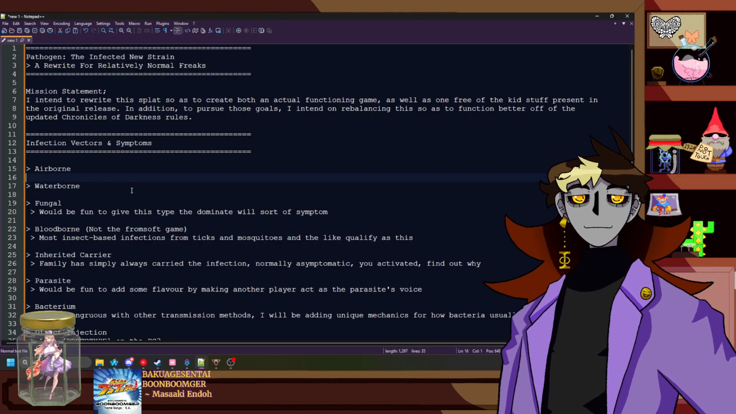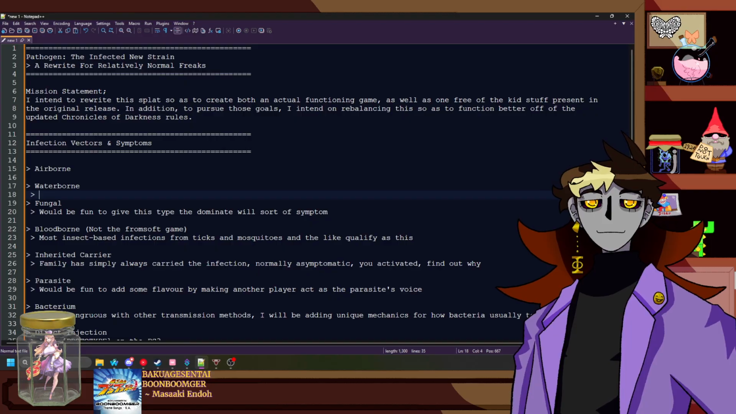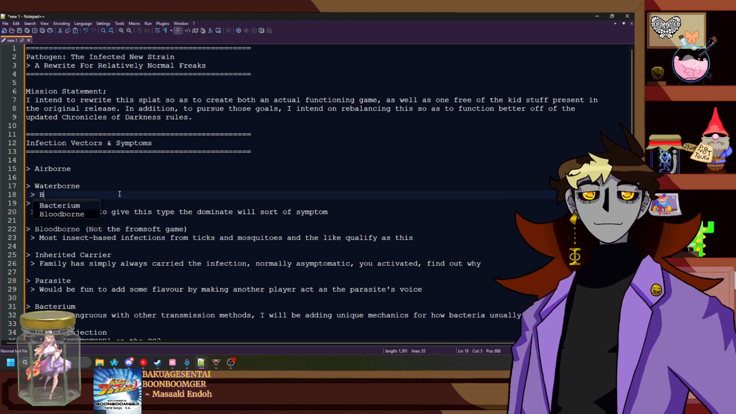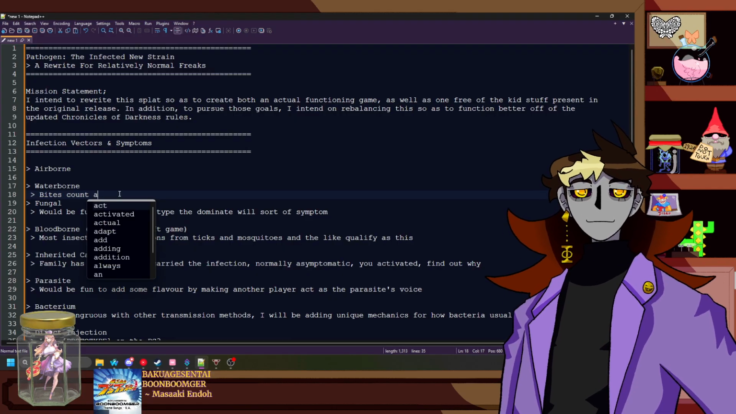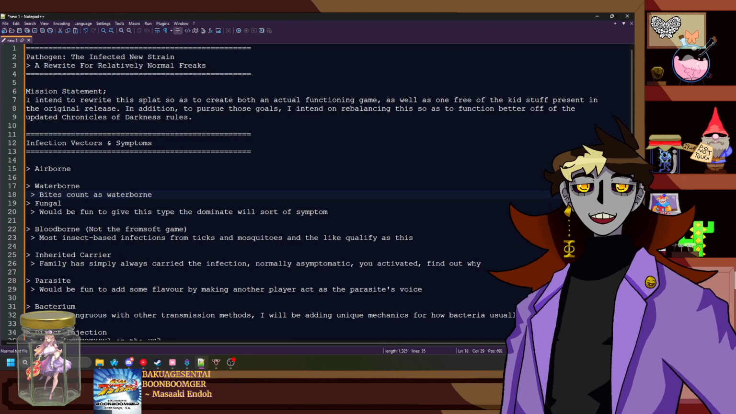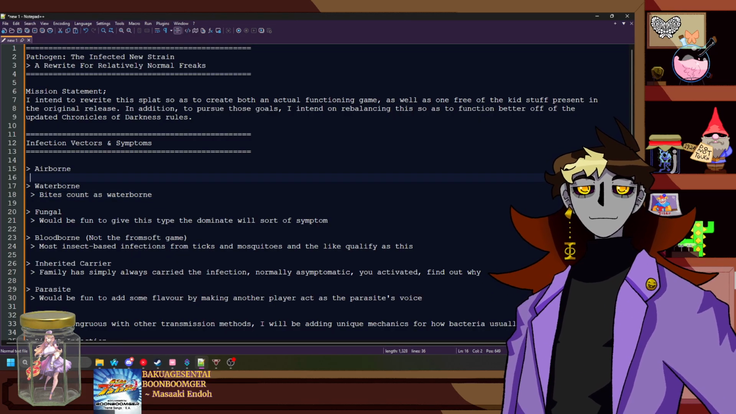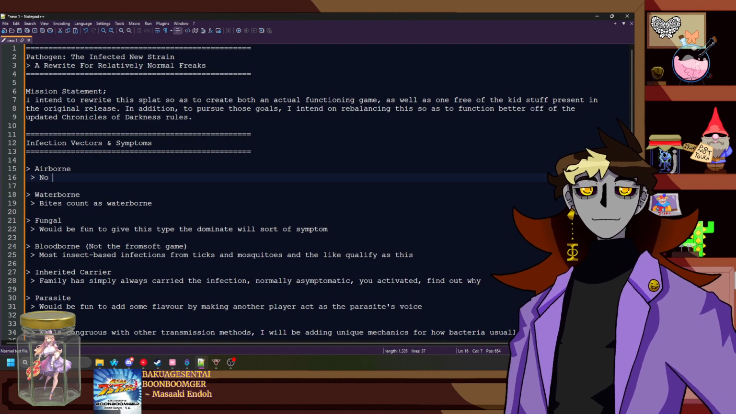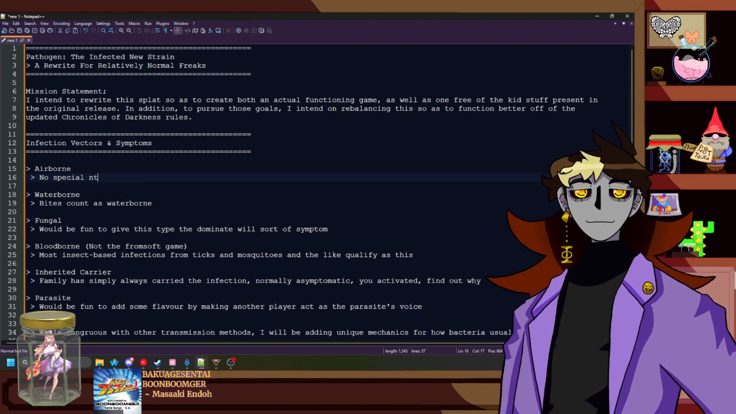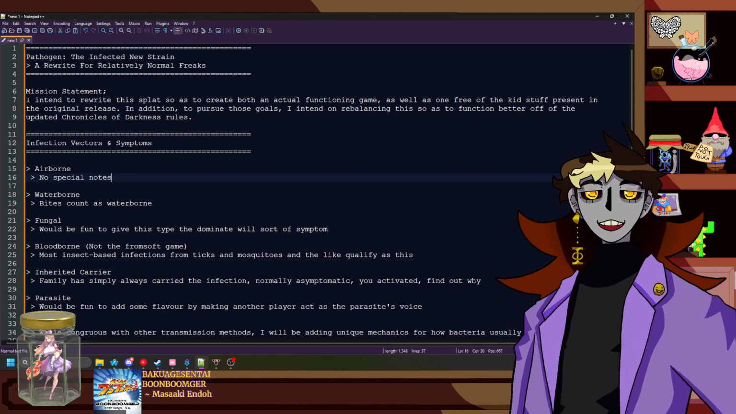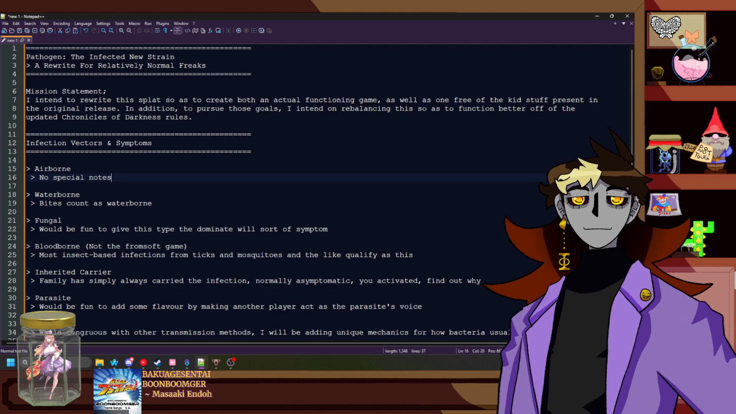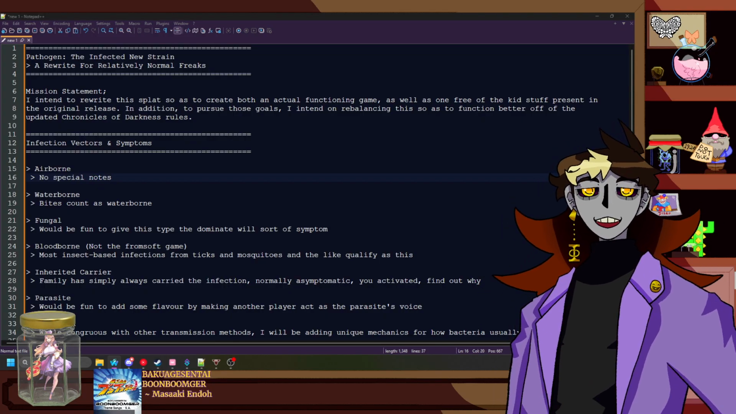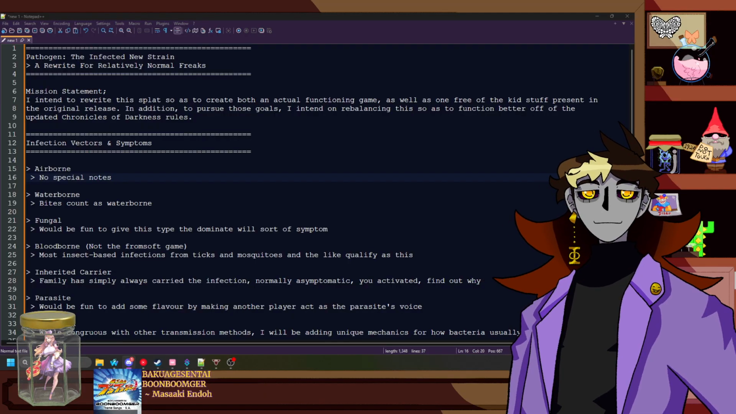Here we go. Bites count as waterborne. And then, of course, no special notes for airborne. Everyone knows what airborne means. Everyone knows. In the air. I think people tend to forget that biting is also technically a form of waterborne because of the spittle. People love the spittle.